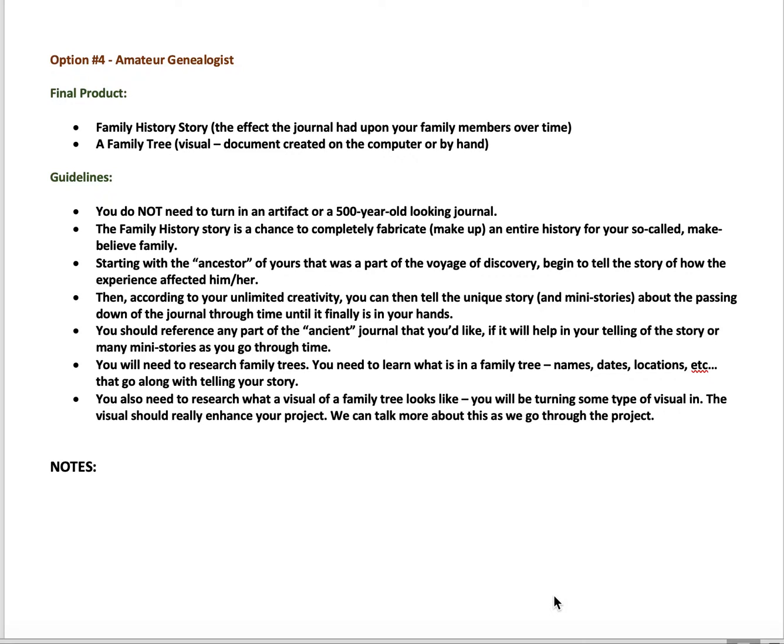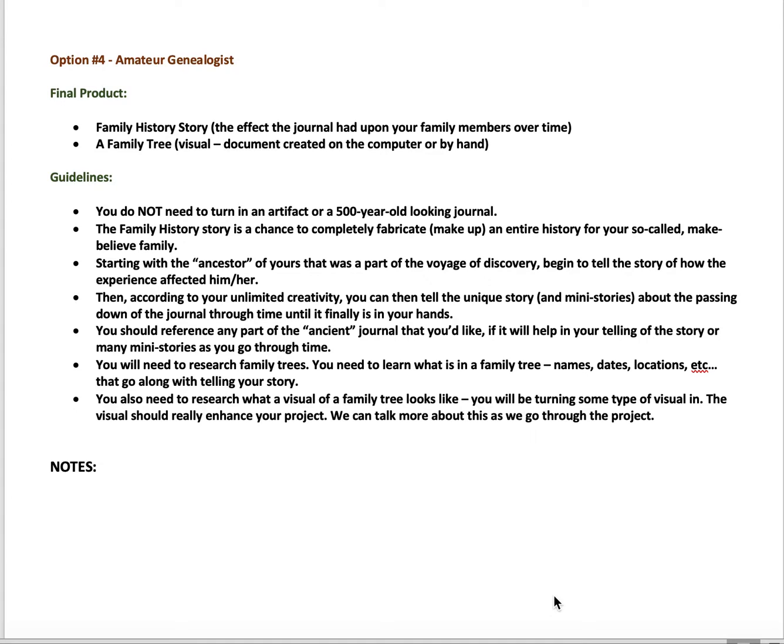All right, so you will turn in some writing element, and you will also turn in some kind of a family tree, something that's created on a computer or done by hand. Again, you do not need to turn in an artifact or a 500-year-old looking journal. That's not what this one's going to be about. This one's going to be about you having the opportunity to completely make up an entire history for your so-called make-believe family. You're going to start with an ancestor of yours who happens to be you in the Explorer simulation. Get it?